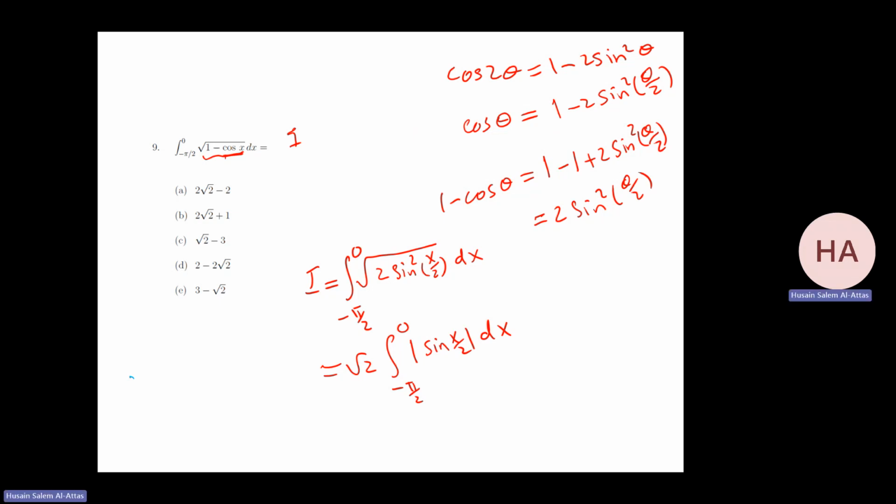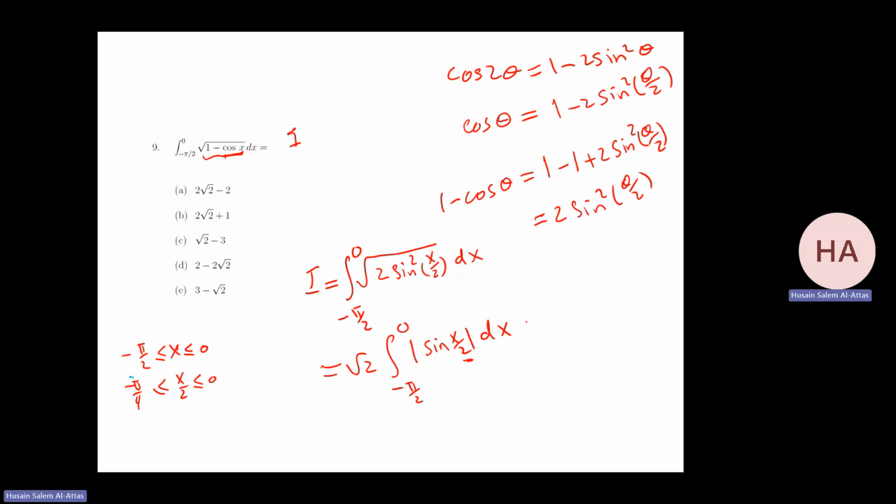If x is between minus pi over 2 and 0, I need to check this angle, x over 2. x over 2 will be between what and what? It will be between minus pi over 4 and 0. So it's in the fourth quadrant. So I need a minus sign.